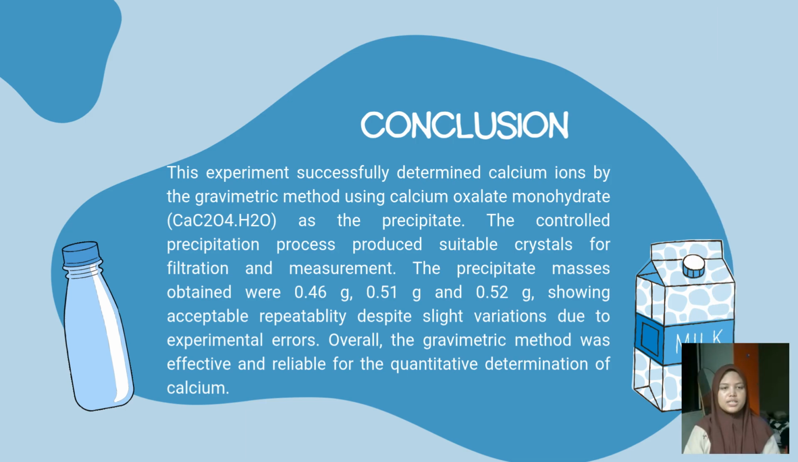In conclusion, this experiment successfully determined calcium ion by the gravimetric method using calcium oxalate monohydrate as the precipitate. The controlled precipitation produced suitable crystals for filtration and measurement. The precipitate masses obtained were 0.46 gram, 0.51 gram, and 0.52 gram, showing acceptable repeatability despite slight variation due to experimental errors. Overall, the gravimetric method was effective and reliable for the quantitative determination of calcium.